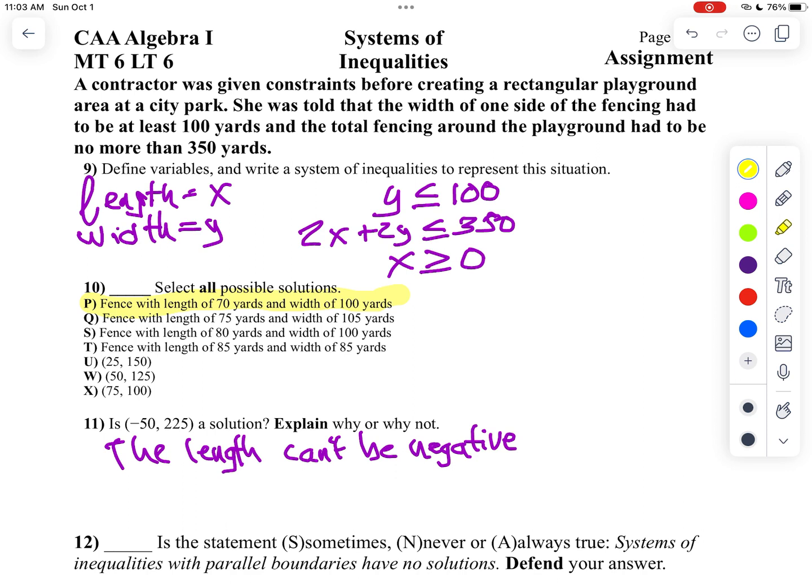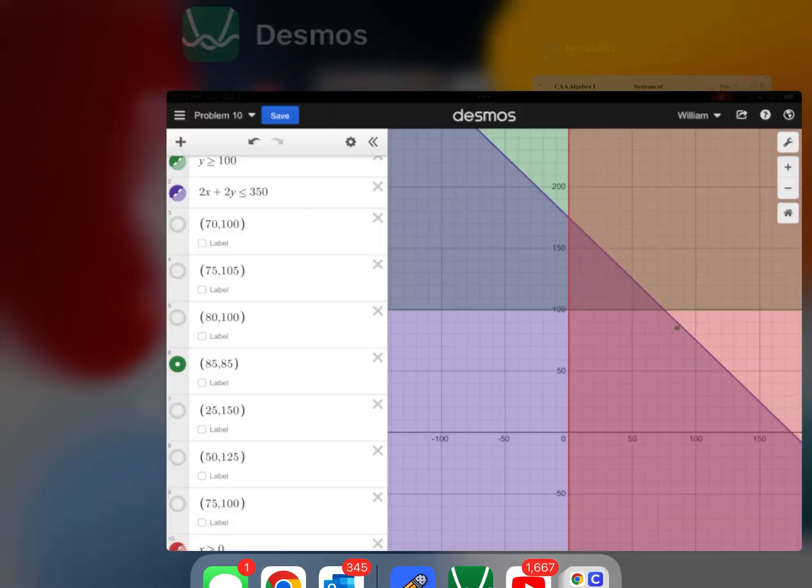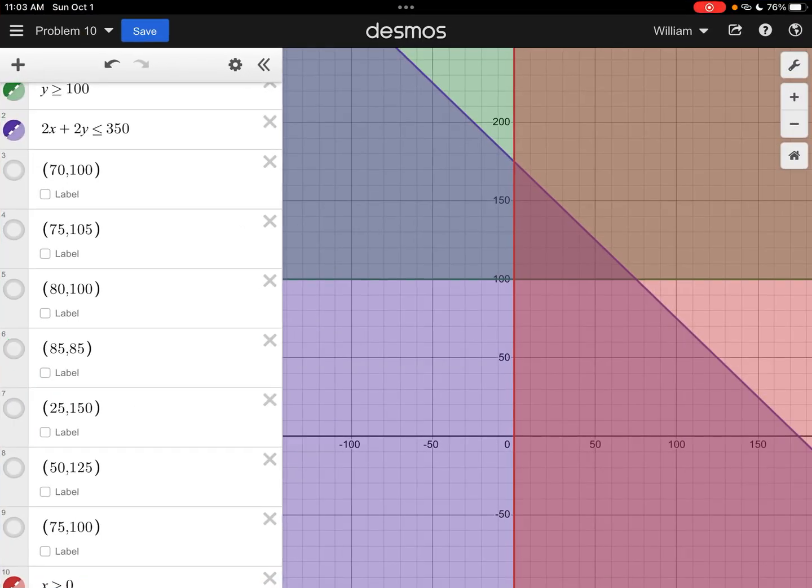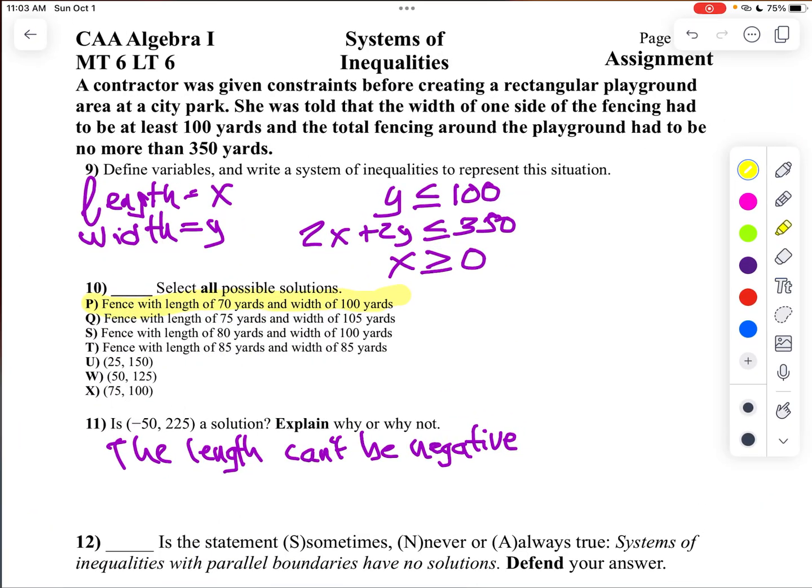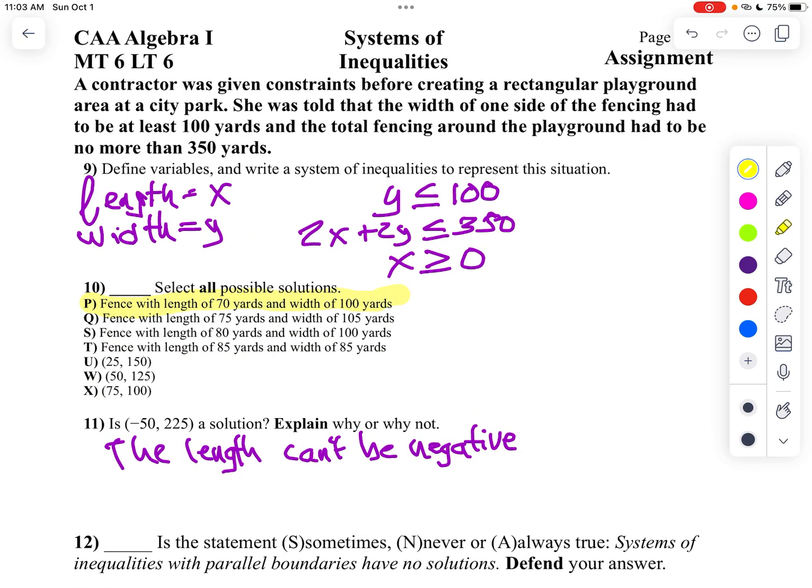And then in the last three, I kind of threw in, I get rid of the length and width and just use an ordered pair, 25 and 150. So let's do 25 and 150. And that is on my line inside the triangle, so that would be a solution. So 25 and 150 is a solution.